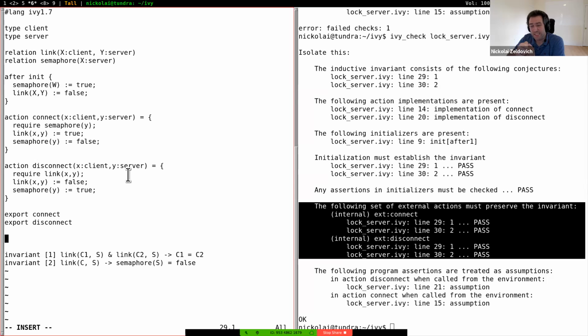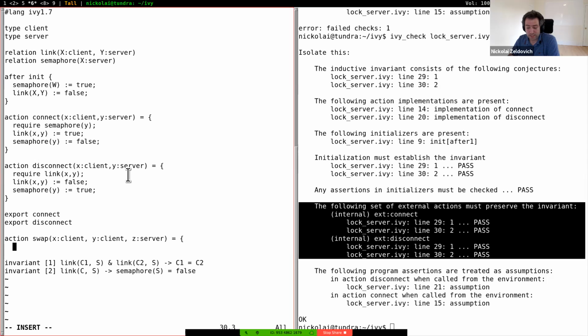So instead of releasing and having a different client grab it, I'm just going to have a client-to-client transfer of a lock. And it's fairly easy to write this in Ivy. So some kind of an action, I don't know, swap. Here we have X client as the guy who's going to give the lock. And here's another client, Y, who's going to get the lock. And we'll have Z be the server.